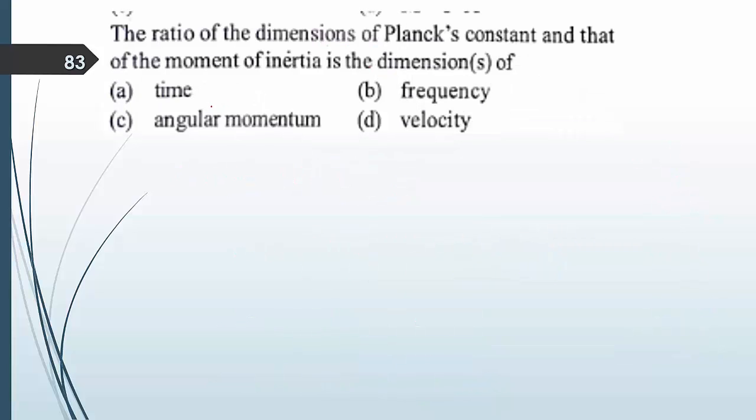Question number 83. The ratio of dimensions of Planck's constant and that of moment of inertia is the dimensions of. The ratio of, here it is given in the question, Planck's constant divided by moment of inertia. What is the dimension? First we can find it.